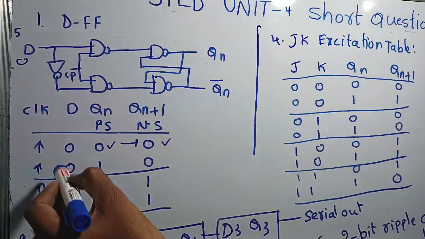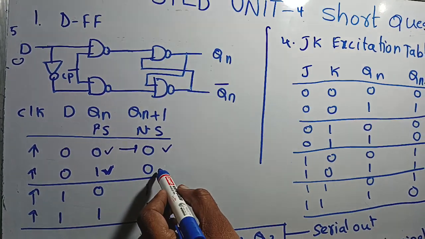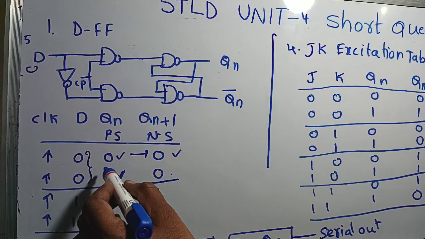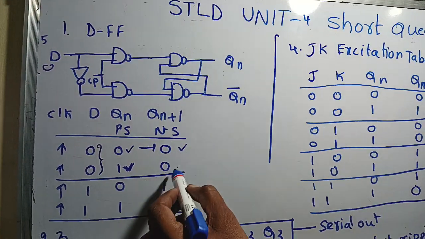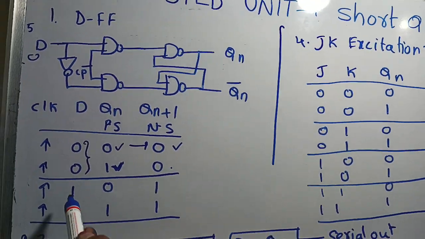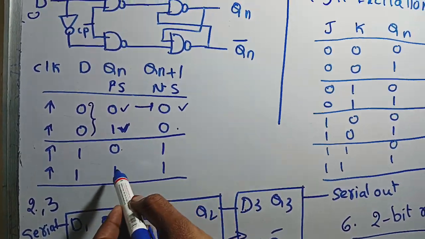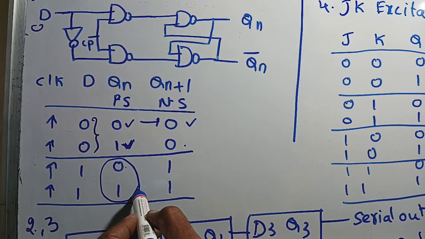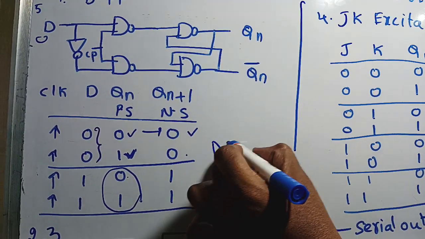Similarly, same D equal to 0. For example, my present state is 1. You will get output 0. Whatever the present state may be, the D value will be the output. D is 0, output is 0, or Qn plus 1 is 0. Similarly, if D equal to 1, present state is 0, output is 1; present state is 1, output is 1. Whatever the present state may be, the output is the same as the D value.